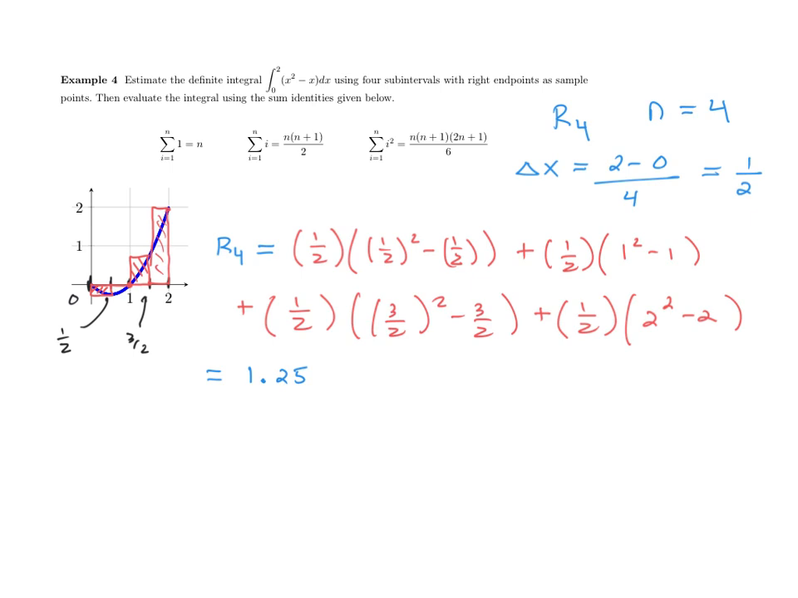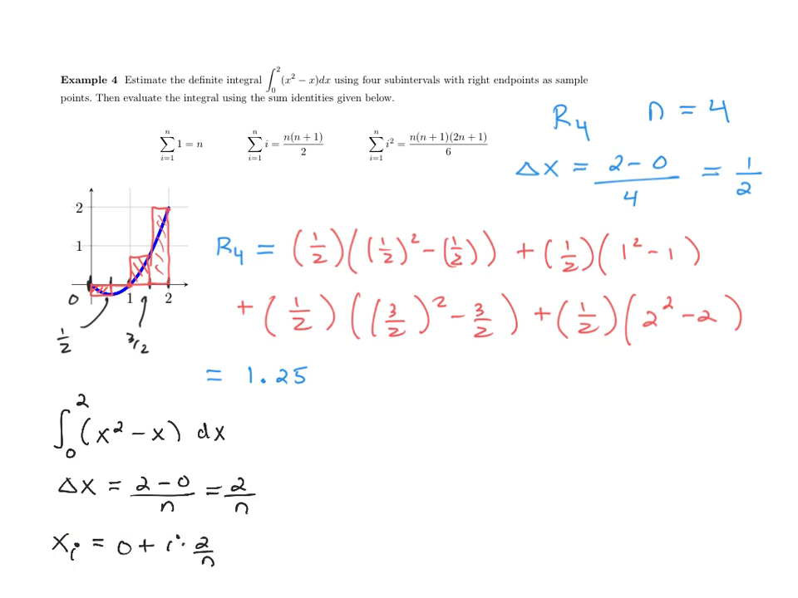Now let's compute this definite integral exactly. That is, can we compute the definite integral from 0 to 2 of x squared minus x dx? Delta x in this case is going to be the length of the interval divided by n rectangles, which is 2 over n. And x sub i is going to be the starting point, which is 0 plus i times 2 over n, and that is 2i over n. The limit definition is the limit, as n approaches infinity, of the sum of i going from 1 to n of the function, which is x squared minus x, times delta x.